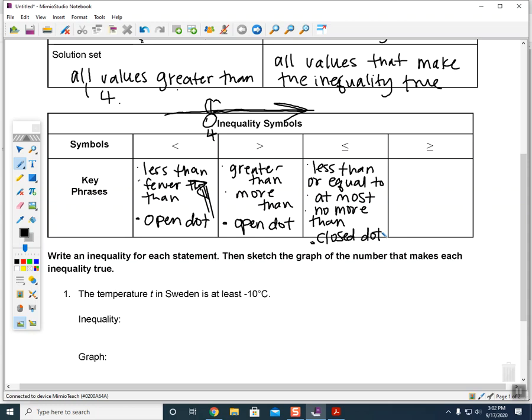Okay, greater than or equal to is our last one. You might hear at least. It's at least this number. Or no less than. Okay, this one is also going to be a closed dot when we graph it.